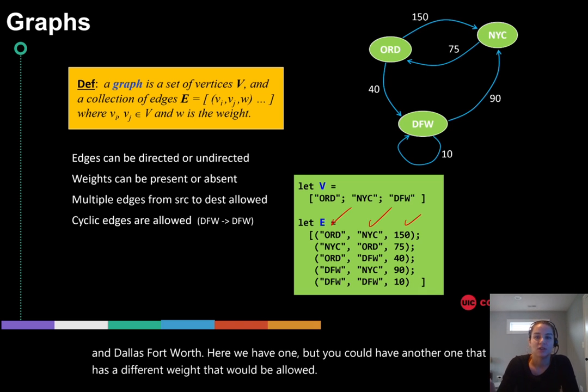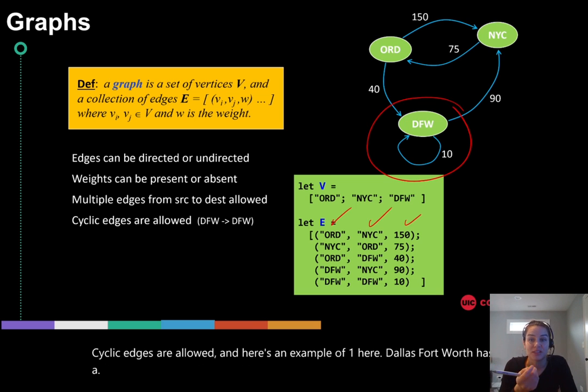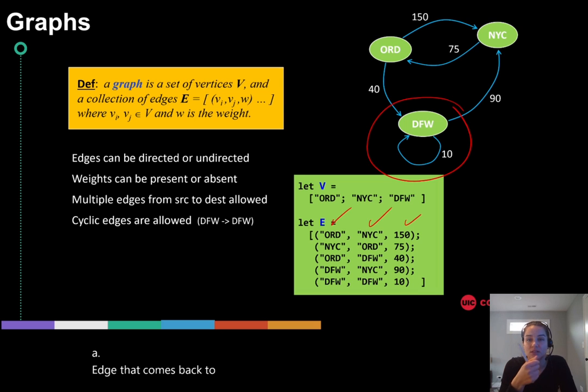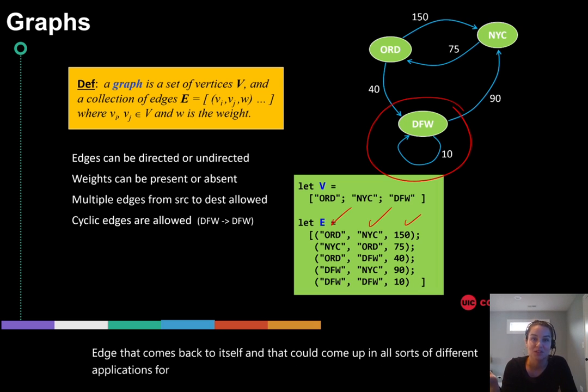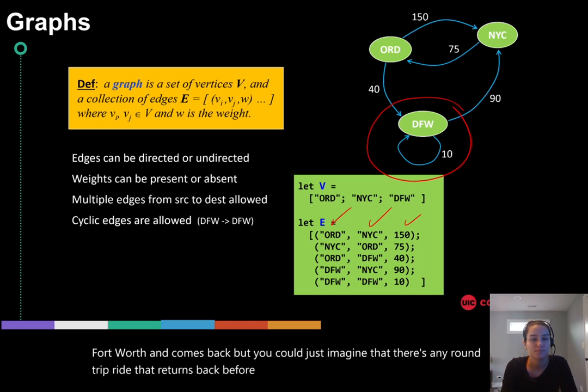Cyclic edges are allowed, and here's an example of one here. Dallas-Fort Worth has an edge that comes back to itself, and that could come up in all sorts of different applications. For this particular one, maybe there's a helicopter ride that leaves Fort Worth and comes back, but you could just imagine any round trip ride that returns back before it stops anywhere else.